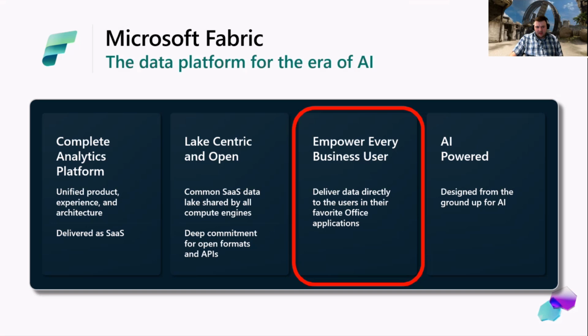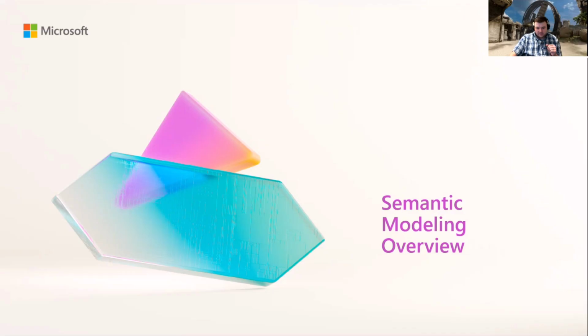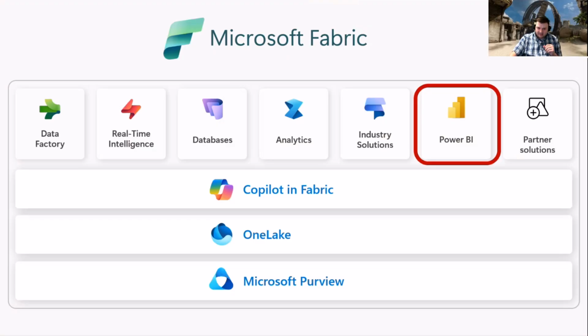Again, thinking about those four main pillars that we have of Fabric, this falls under empowering every business user, right? This is the ability to have those visualization reports, let people get their data, take actions on that data, and present it in a format that everybody can use, whether it's Teams, SharePoint, emailed right to your inbox, whatever it is. So today we're going to have a semantic modeling overview. We're going to talk about some of the key features, and then I have a live demo as well. So let's jump into what semantic modeling inside Fabric and Power BI is.